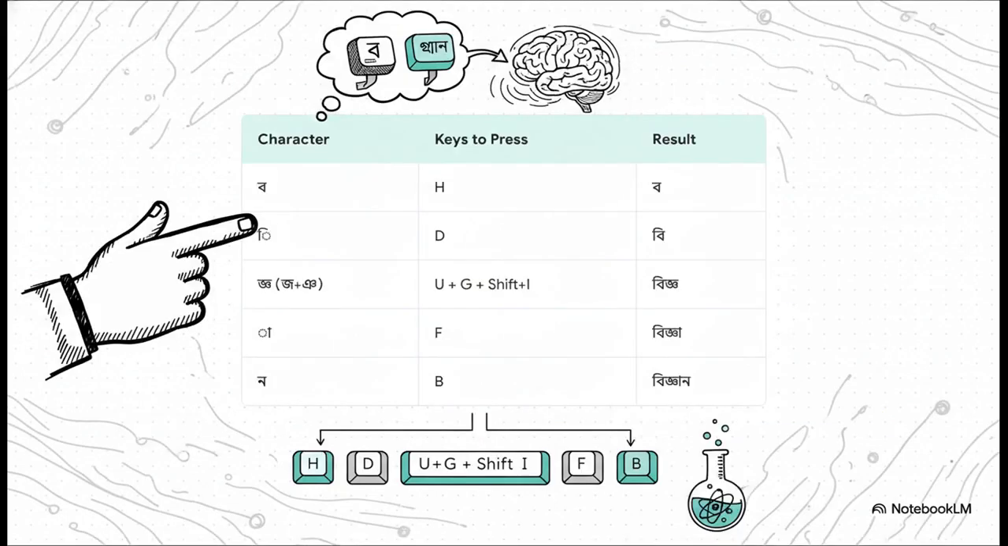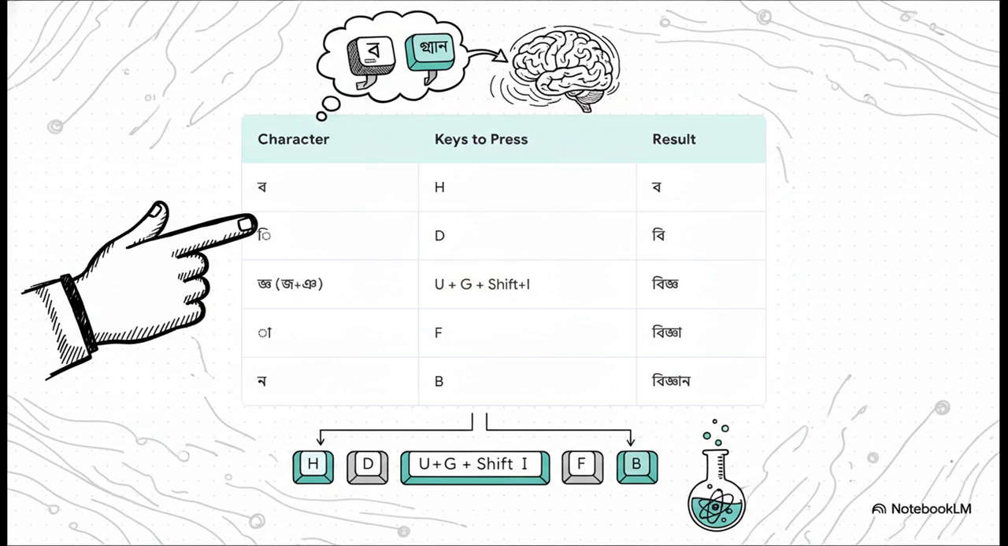Let's walk through a real word, vigyan, which means science. We start with b on the H key. The I vowel sound comes from D. Now for the conjunct, gyan. We just use the formula. Ja is U, then our magic linker G, then ya, which is Shift plus I. To finish the word, we add the A sound with F and N with B. And there you have it, vigyan.